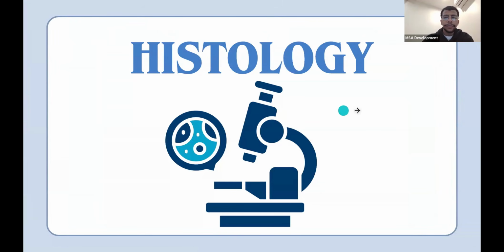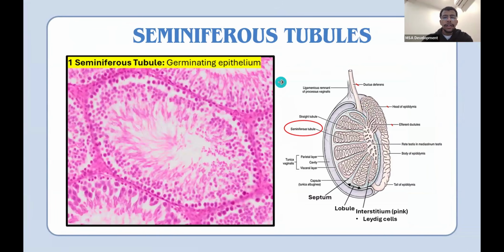Now for histology. First, we have seminiferous tubules. Okay. Now, how can you tell that these are the seminiferous tubules? These are basically where the sperm come from. Okay. So can you guys see here? It kind of looks like the sperm is budding off of the wall.